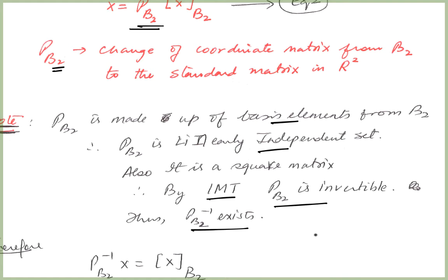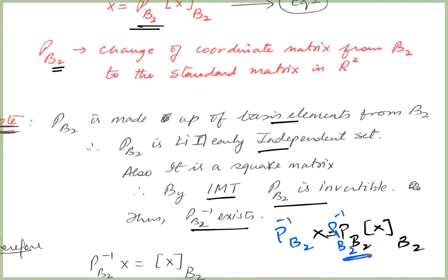Remember, we have x equals PB2 times the coordinate vector of x relative to the basis B2. Then I'm going to multiply this whole equation by P inverse B2 on the left-hand side. Because it's invertible, this is the identity, and we get this relationship. Okay, we can generalize this concept, guys, not only to R2, but to any dimensional space.